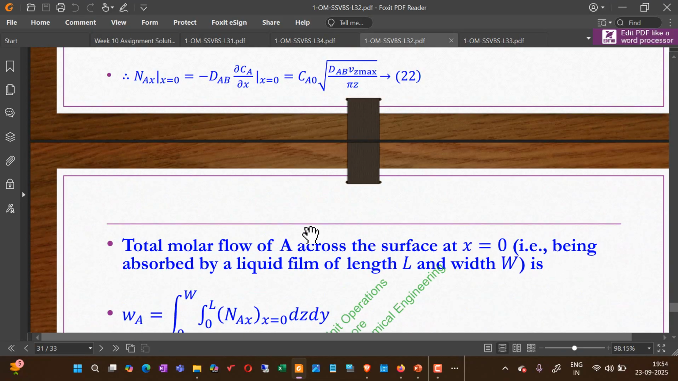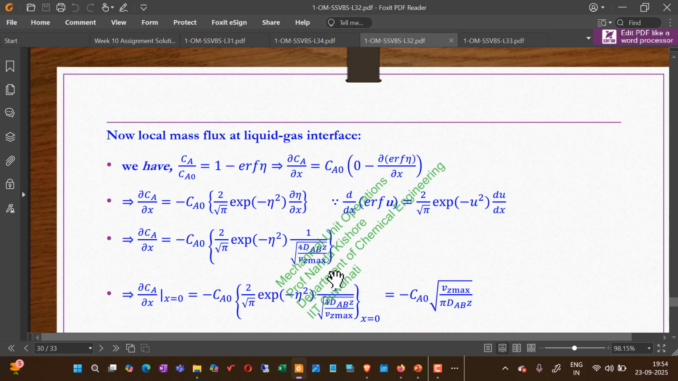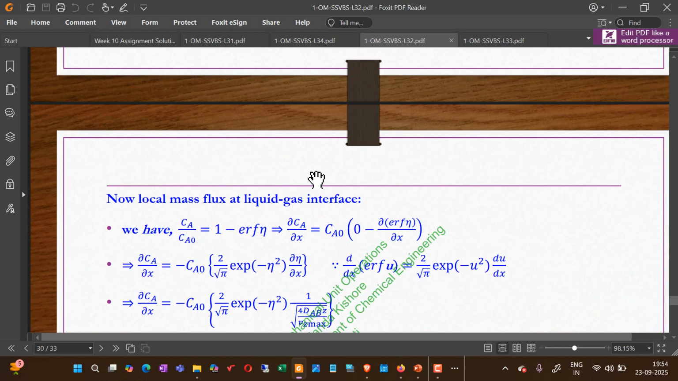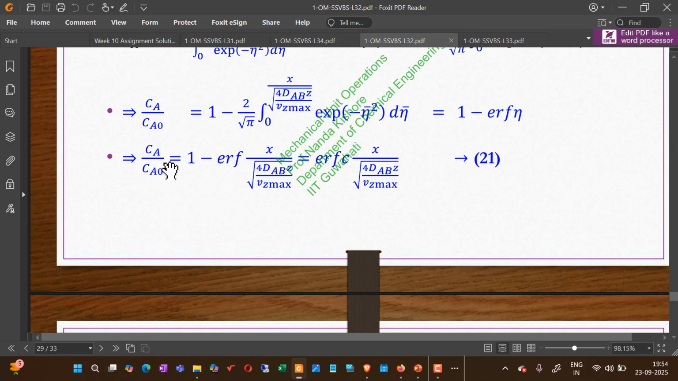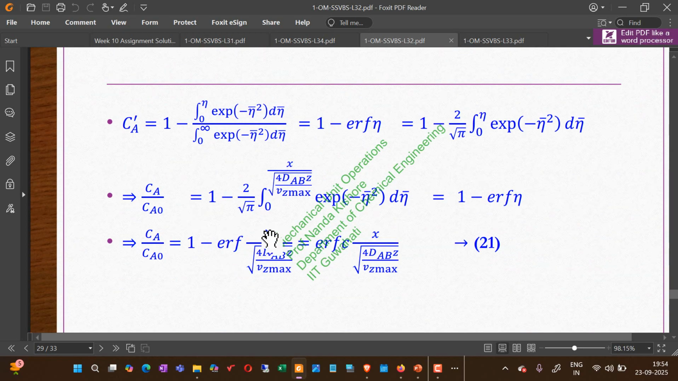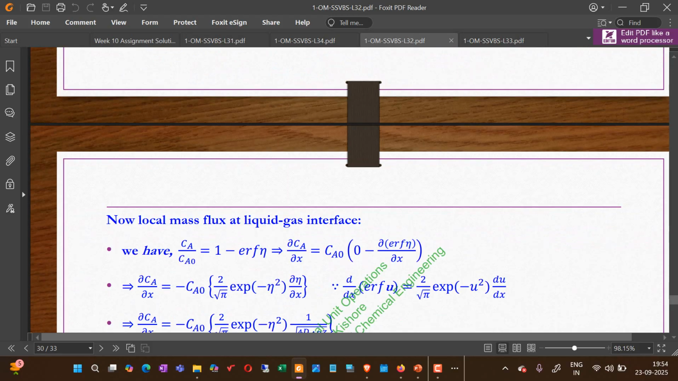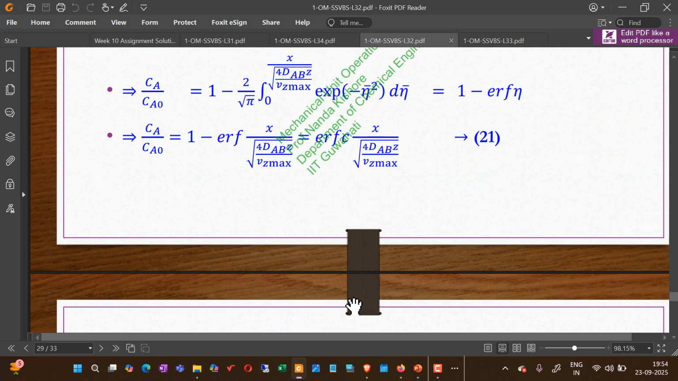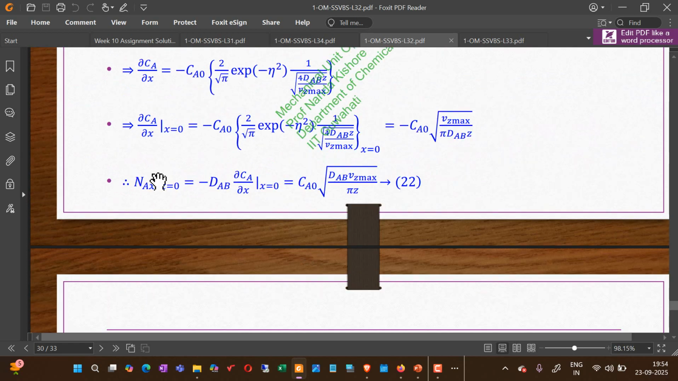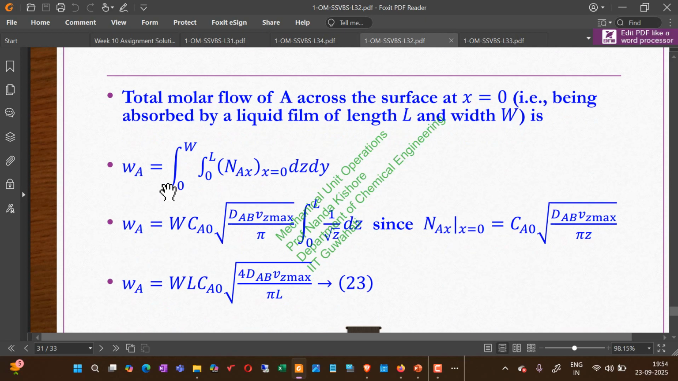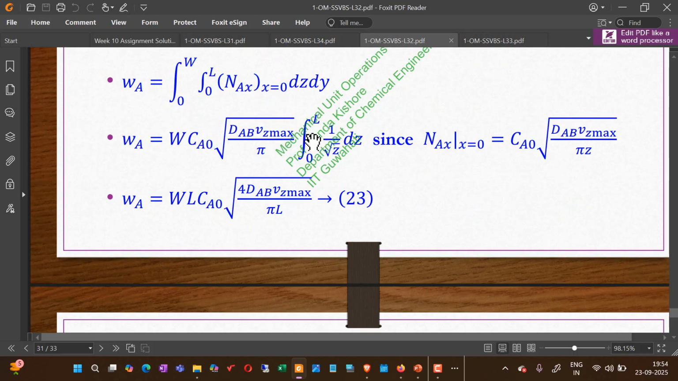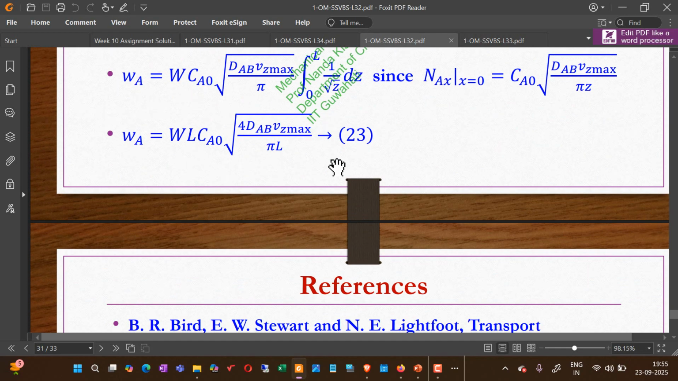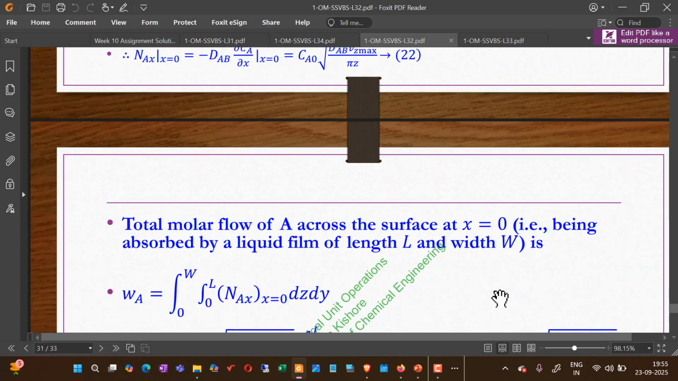This expression. So this is finally the flux. Okay, so this is the one that you will get, see, the concentration variation. And then when you consider the local mass flux at the gas-liquid interface, some rearrangement will happen and you will get this. And when the total molar flow rate of A being absorbed is calculated, that is this one. So if you see that, you are able to get the expression that is given. So this particular lecture was all about this.